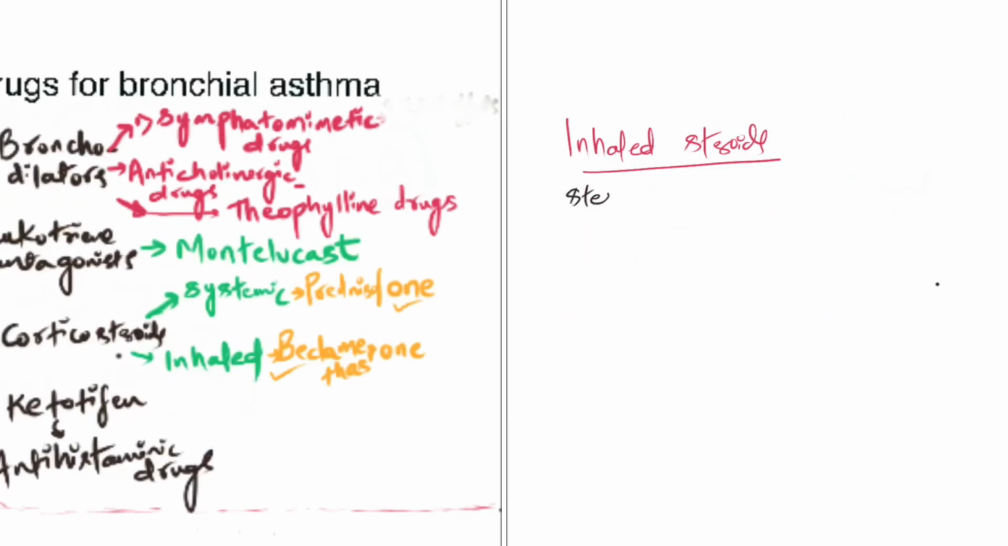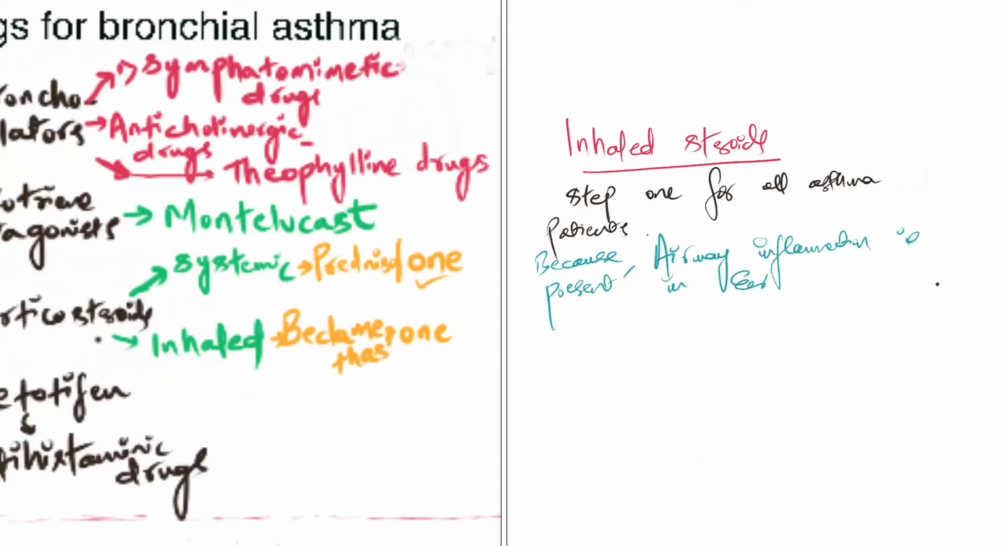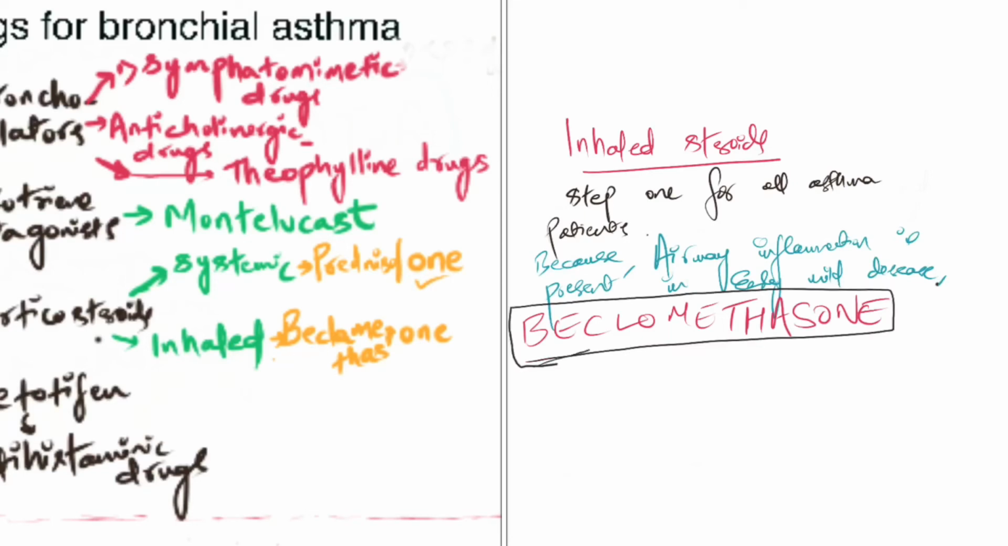So let's start with inhaled steroid. It is step one for all asthma patients. As we all know, steroids are for anti-inflammatory purposes, and because airway inflammation is present in the very early stage of any kind of asthma, inhaled steroids are a must. It should be step one, which is anti-inflammatory. Beclomethasone is an example, which is step one.